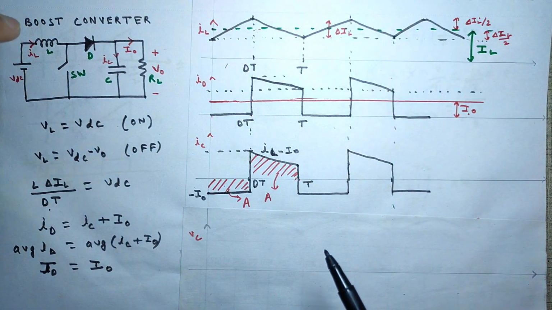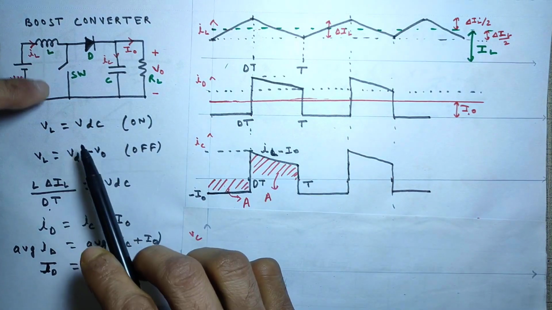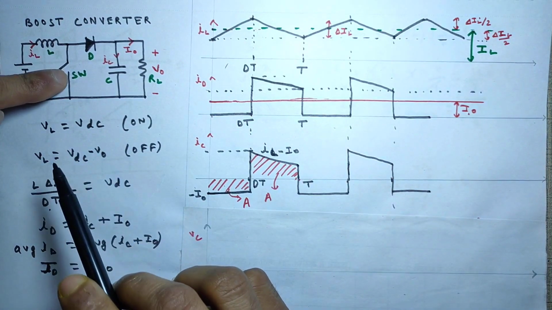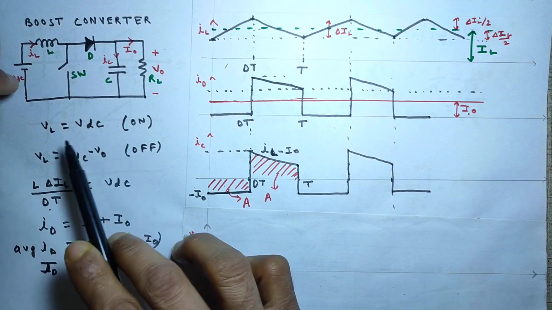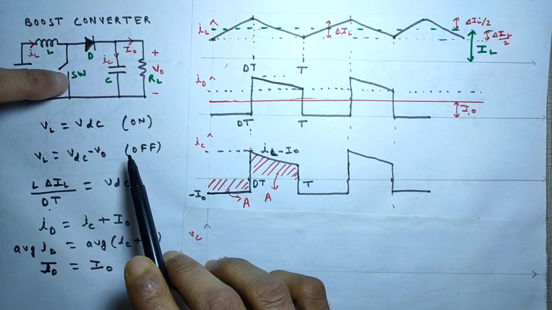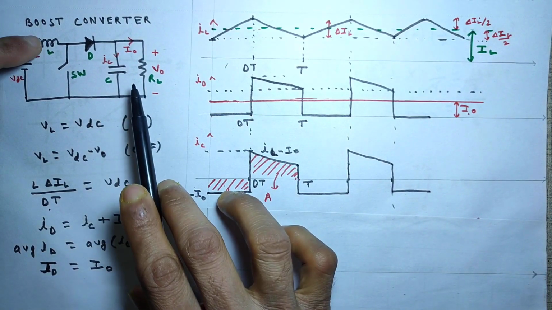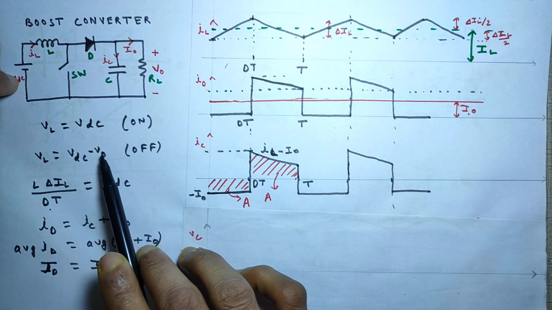Again here the inductance L is sufficiently large. During the on period the switch will be on and the inductor will charge through this source VDC. So VL is equal to VDC, I have written here. And in the off period, when the switch is open, the voltage across the inductor will be VDC minus V naught. This I have written.